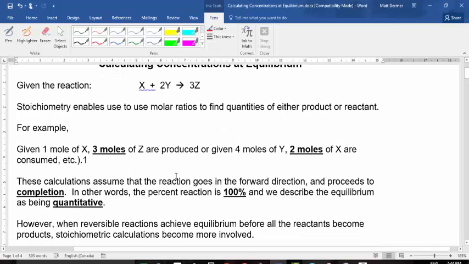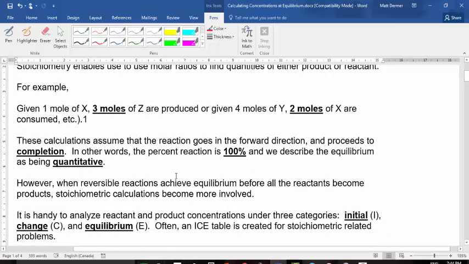Now, the problem with these types of grade 11 stoichiometric problems is that you're assuming that the reaction only goes in one direction and that you have a percent reaction of 100%, that the reaction proceeds to completion. But with our understanding of collision theory, we now know that products have the capacity to react with themselves and revert back to reactants. So how can you predict, then, the amount of product and reactants that you should expect at equilibrium?